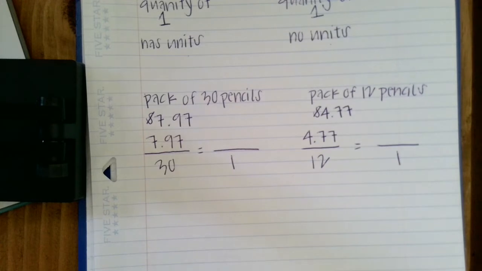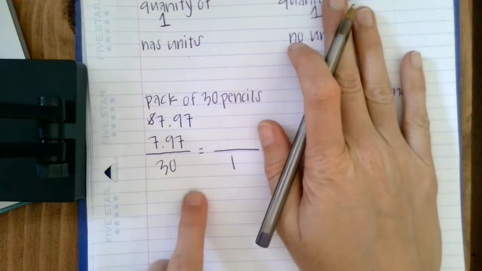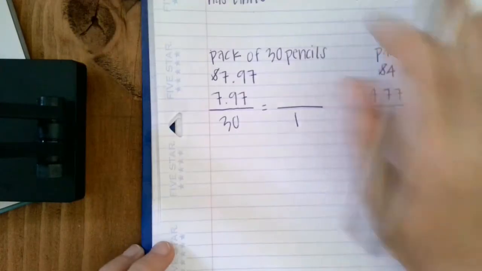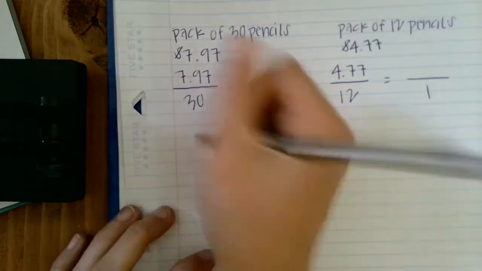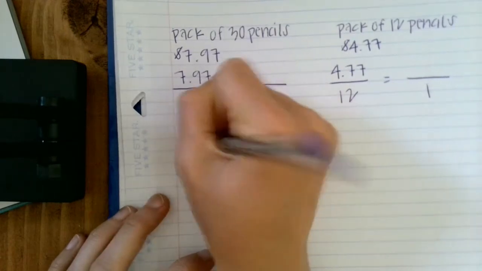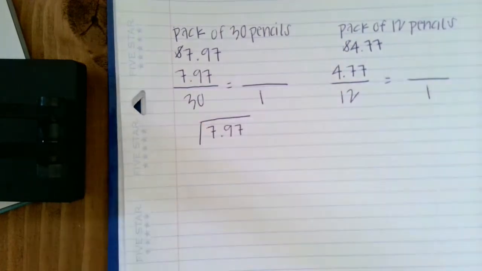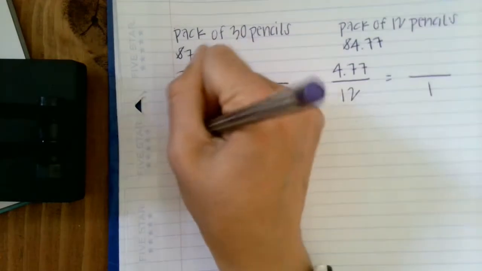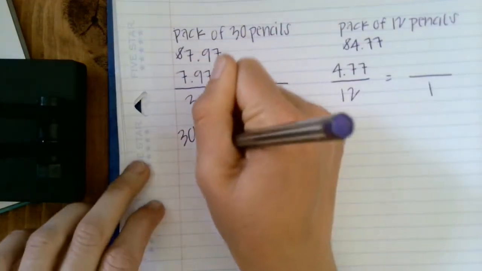So I'm going to go ahead and work with just this first, and then I'll move over to the 12 pack of pencils. So I'm going to take $7.97, and I'm going to split it or divide it between 30 pencils.